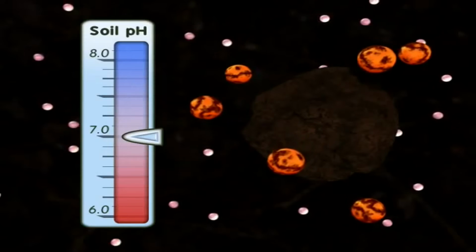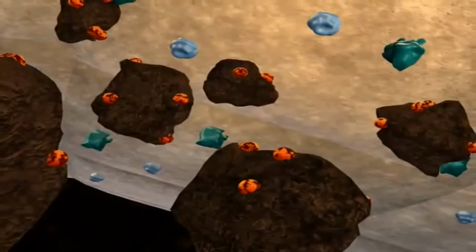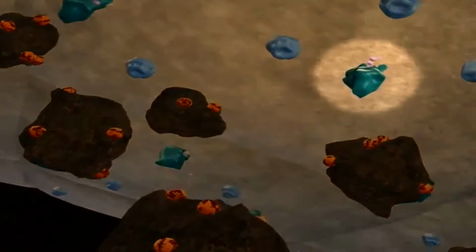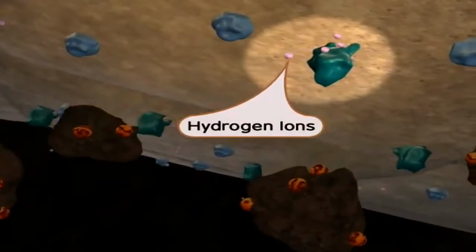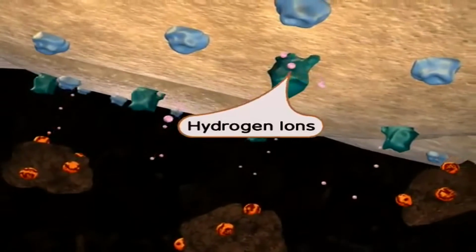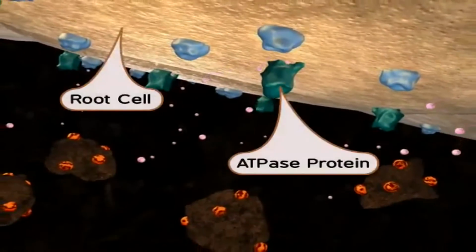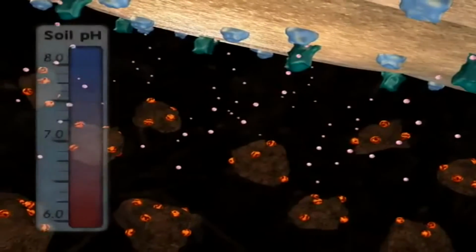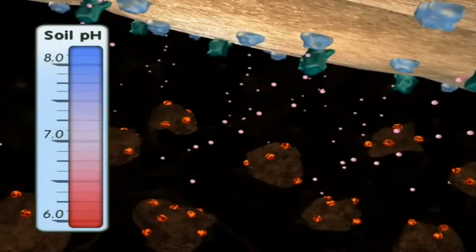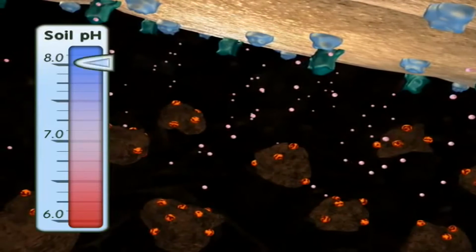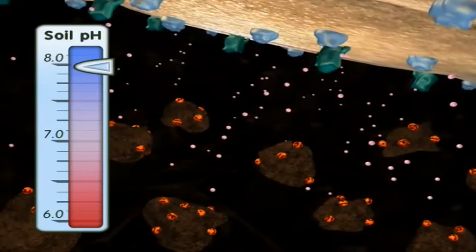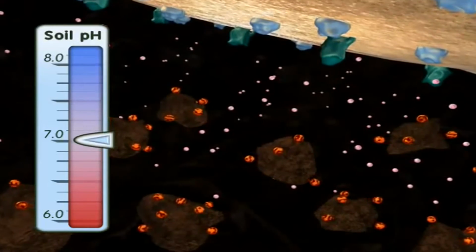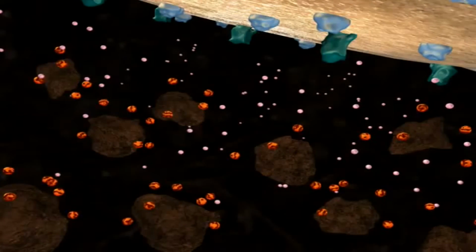How can the plant lower the pH? pH is a function of the concentration of hydrogen ions. The more hydrogen ions, the lower the pH. Hydrogen ions can be produced by the action of the hydrogen ATPase family of proteins. When these are active, hydrogen ions are released into the soil and the pH drops. As the pH drops, iron is released from the soil particles and becomes available as soluble iron.